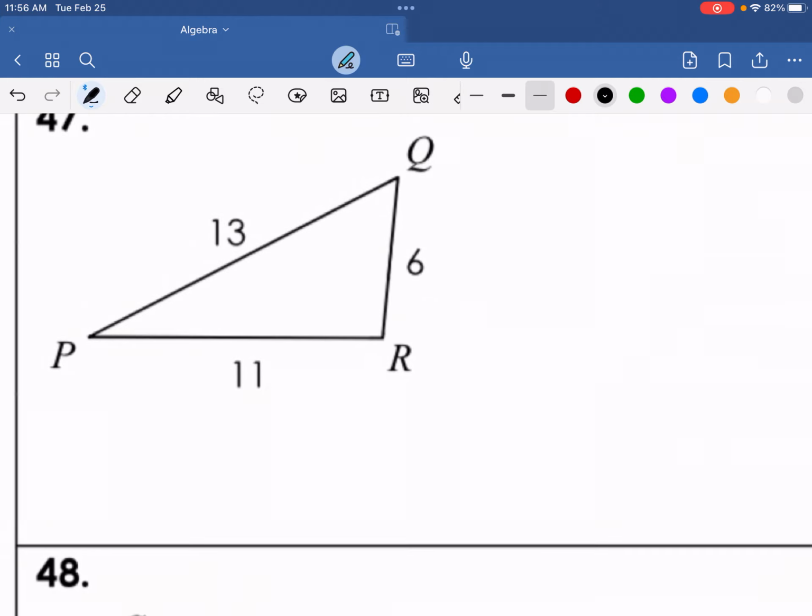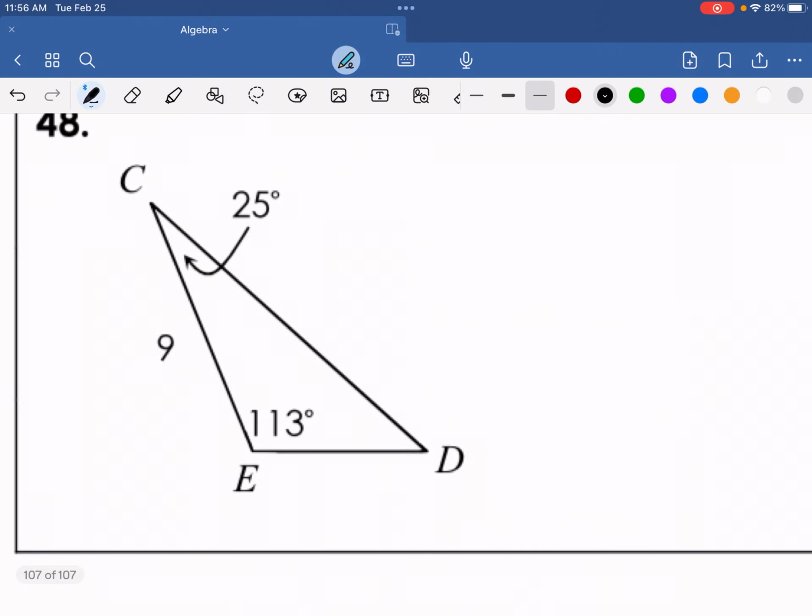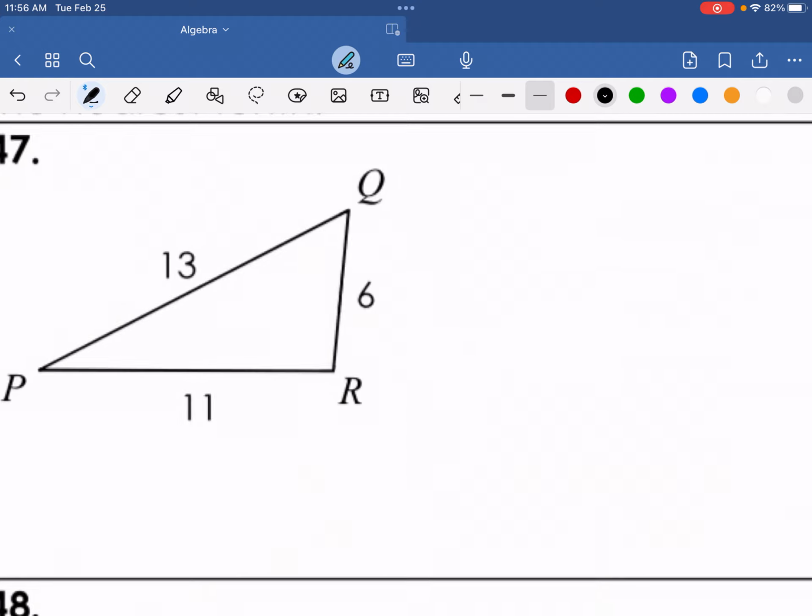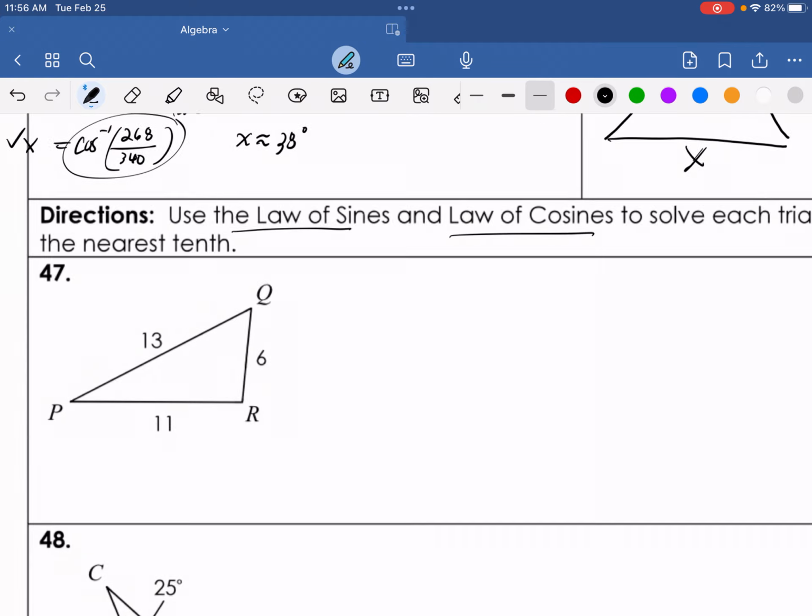So how do you know what you're doing? This one should be law of cosine because you don't have degrees. This is law of sine because you have 2 degrees. So you're just setting them up. You guys are finding all the angles.